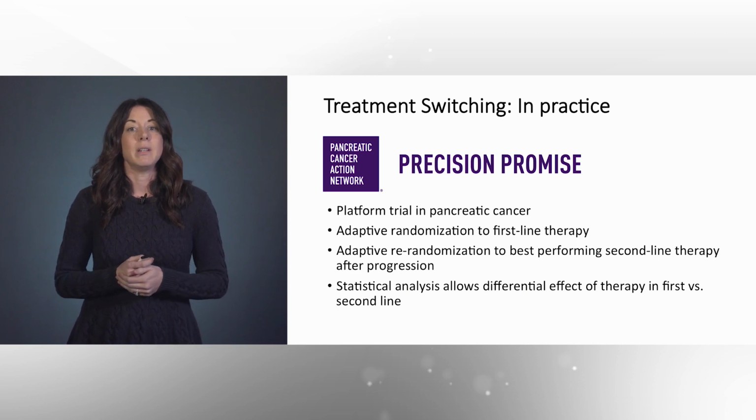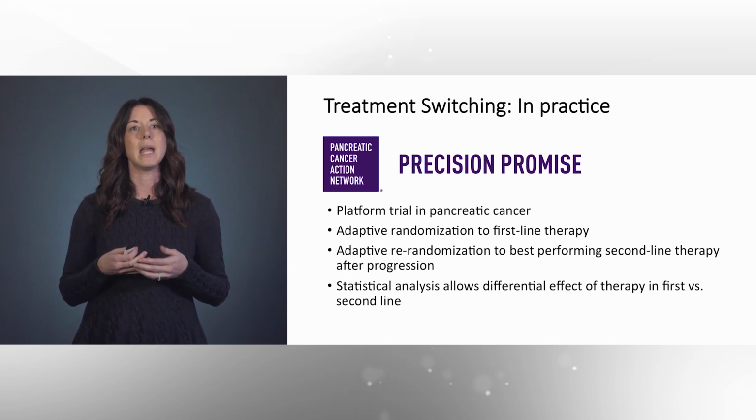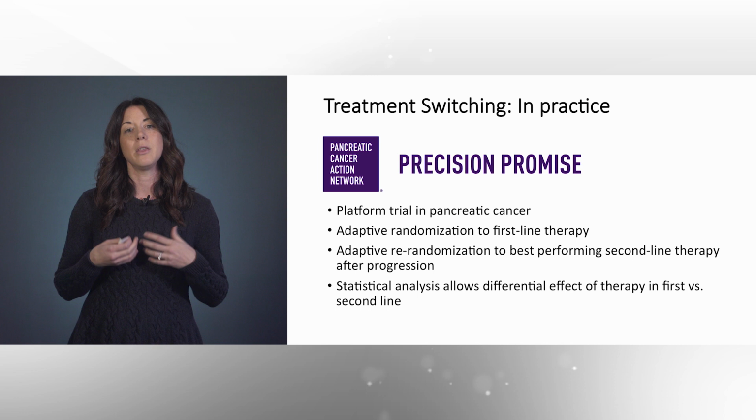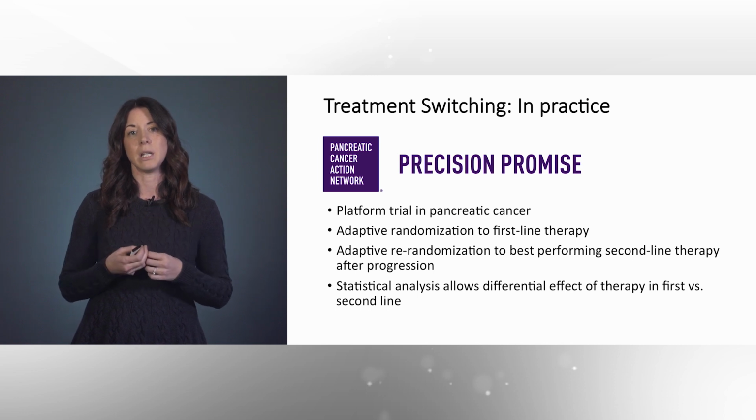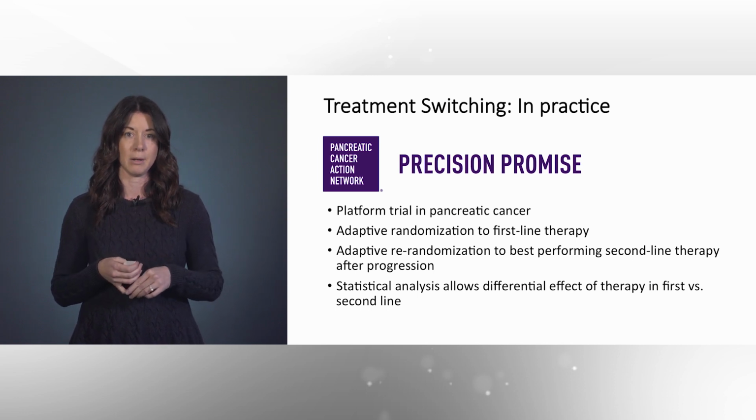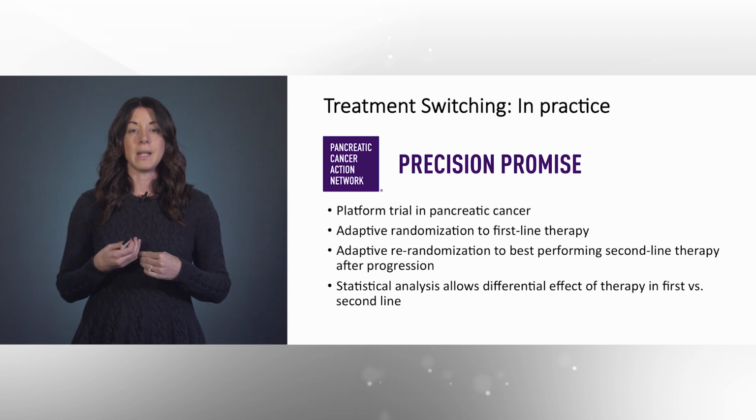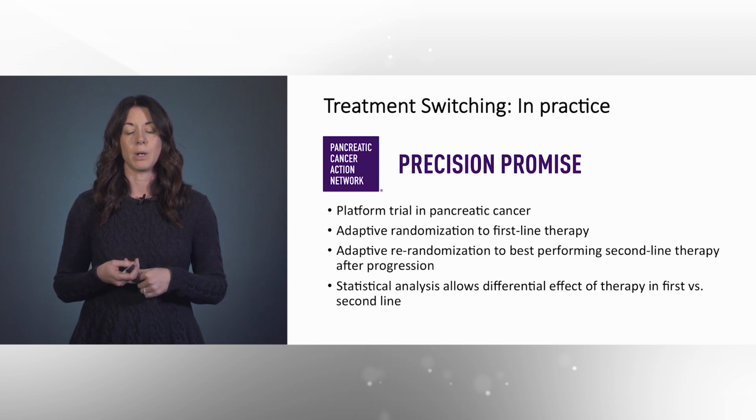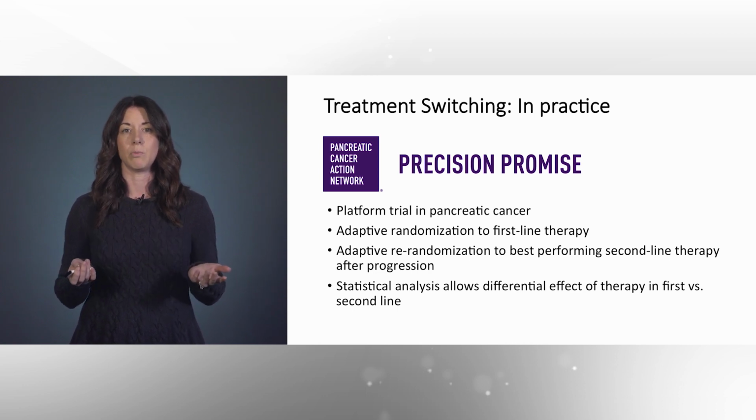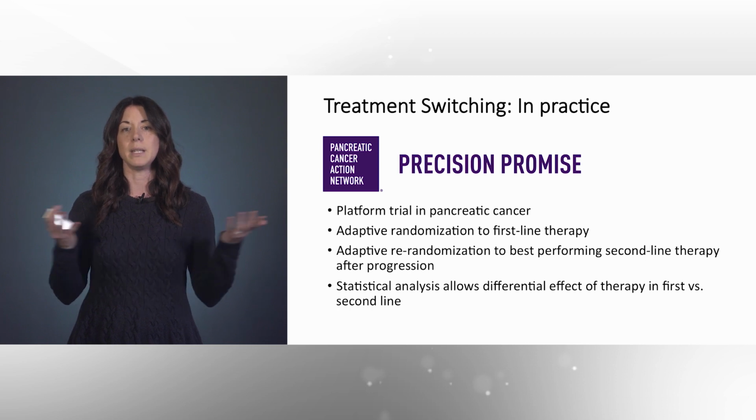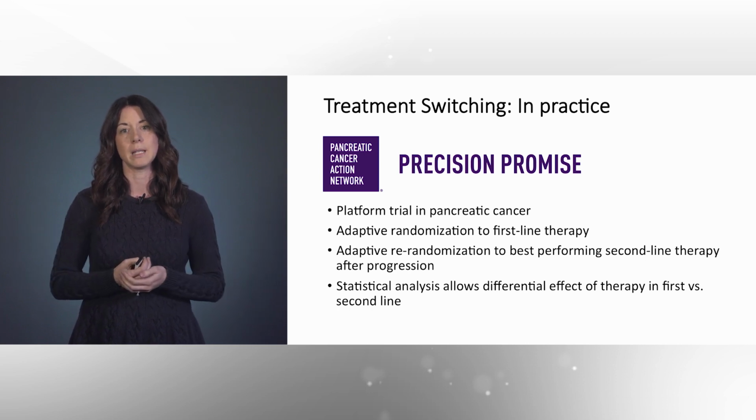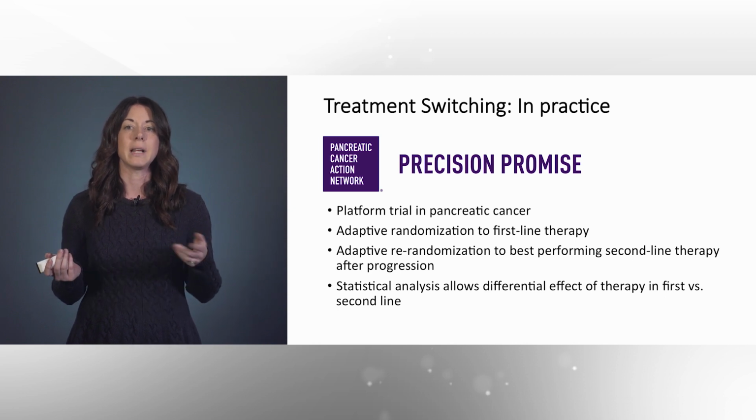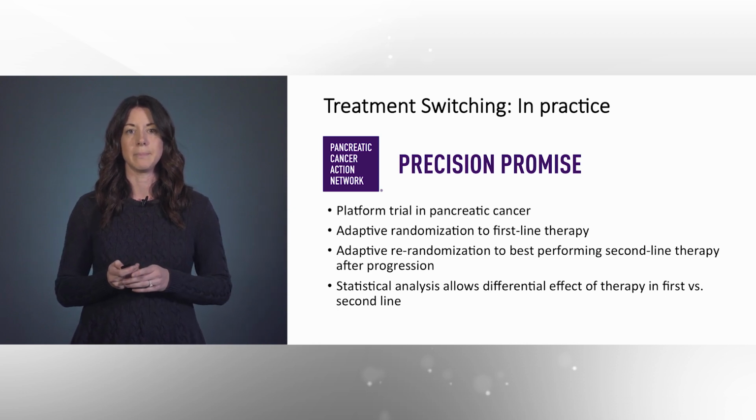In this trial, we have adaptive randomization to receive a first-line therapy. And then, if an individual progresses, there's adaptive re-randomization to the best performing second-line therapy. This trial is meant to understand which therapies work best in first line, as well as which work best in second line, and what are the sequence of therapies that work best. And the statistical analyses themselves allow differential effects in the first and second line therapies.